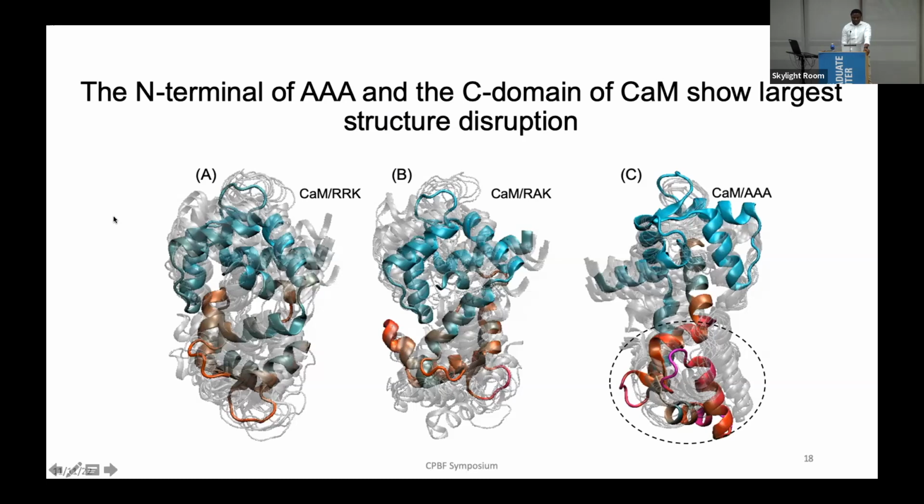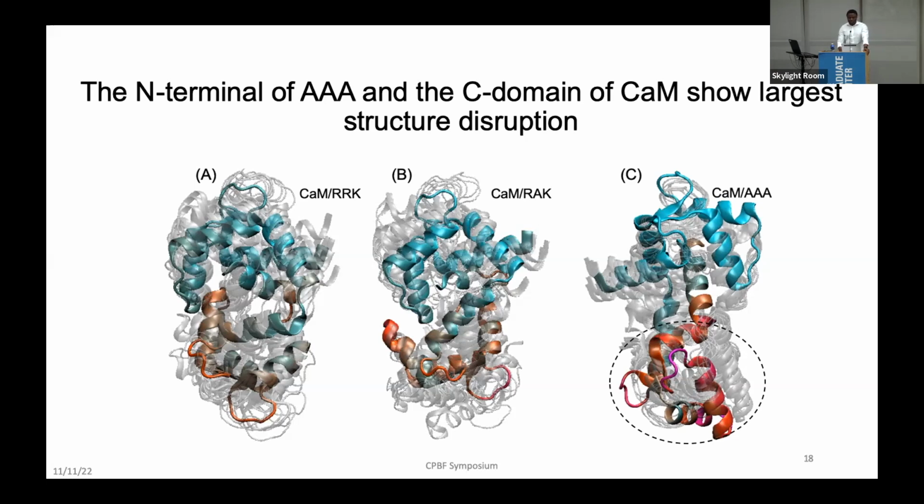I do want to say here that the teal color is for residues with less fluctuation, and the magenta residues are those that show high fluctuation. As you can see, the residues in the C domain of CaM, as well as residues in the N terminus of the peptide, show high fluctuation. This could explain why we observe such a high calcium release rate in the C domain of CaM in the presence of the peptide with triple mutation.